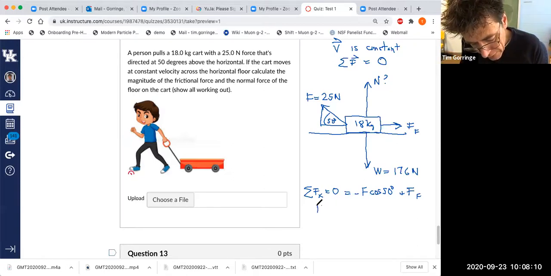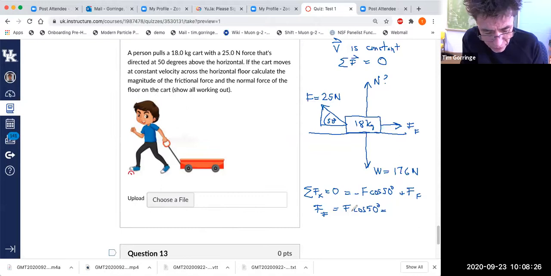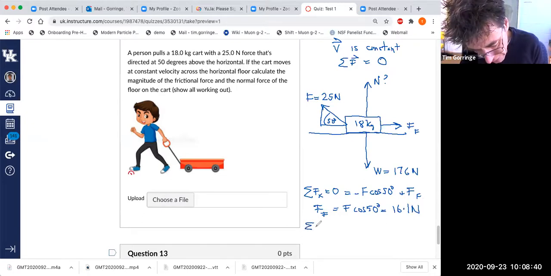That tells us that the frictional force is actually equal in size to the pull times cosine of 50 degrees. And if I fill in the numbers, 25 newtons and the cosine of 50 degrees, I get 16.1 newtons as the frictional force. Now I can do the same thing, same idea, for the vertical direction.